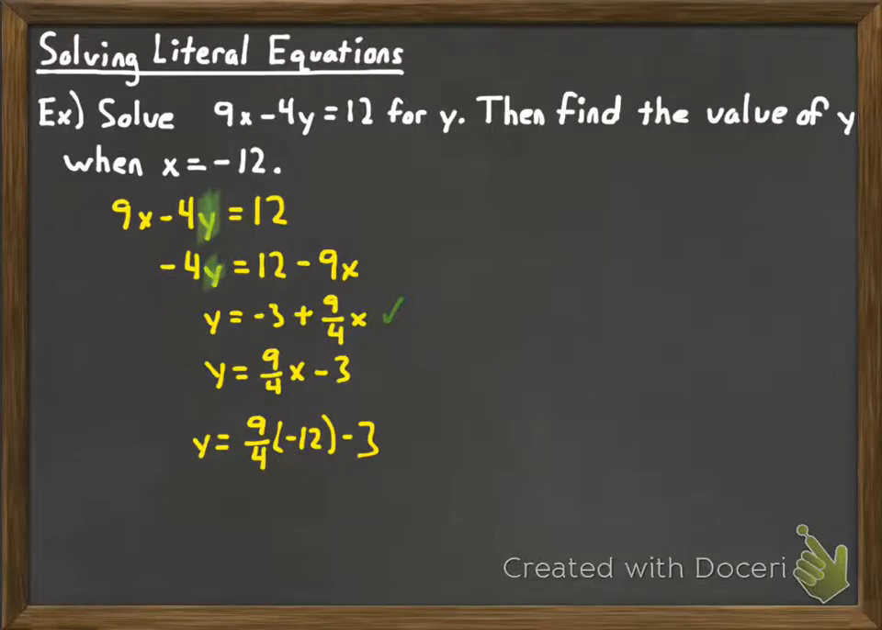The negative 12 and the 4 are both divisible by 4. 4 goes into itself once. 4 goes into negative 12 negative 3 times. And now we can go ahead and finish up and figure out what y is. We're going to have 9 times negative 3. Now be careful with your signs here. That's going to be negative 27. And then negative 27 minus 3 is going to be negative 30. So there's your second answer for this problem. Right? Same basic thing that we were working on the last time. Let's look at some more examples here.